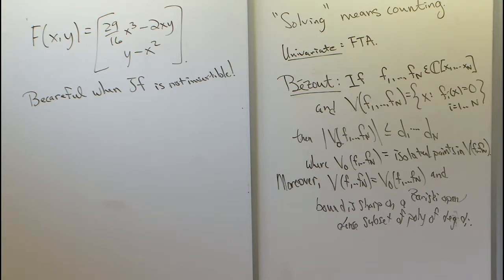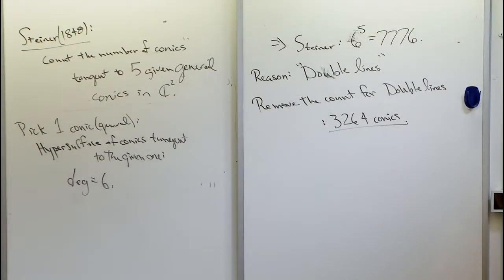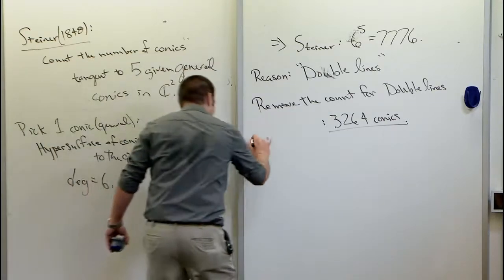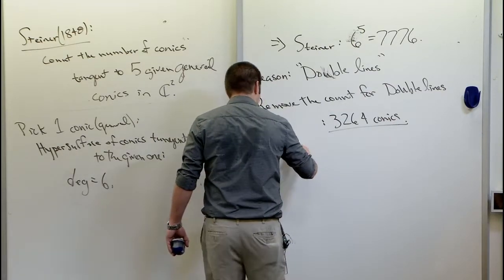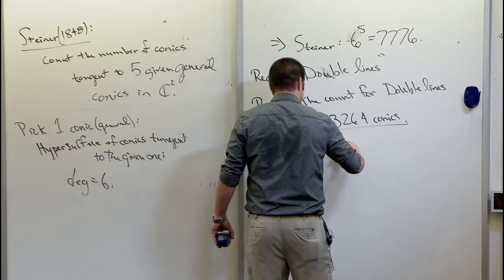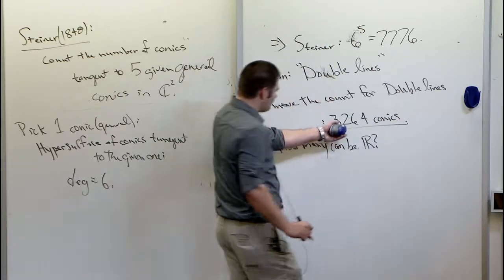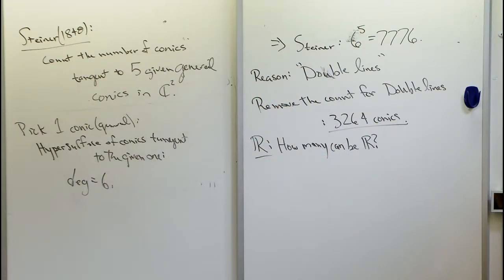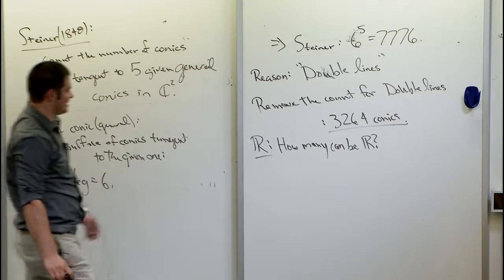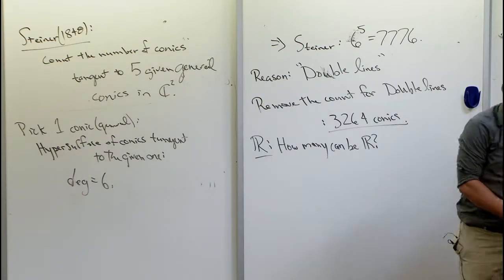If you want a nice historical or computational account, look at Frank's book, which I believe is upstairs in the library. This was all over the complex numbers, now you can ask the real question. Of these 3264, how many can be real? It turns out that all of them can be real. There's a nice construction in Frank's book, due to Fulton, who asked that question and answered it.